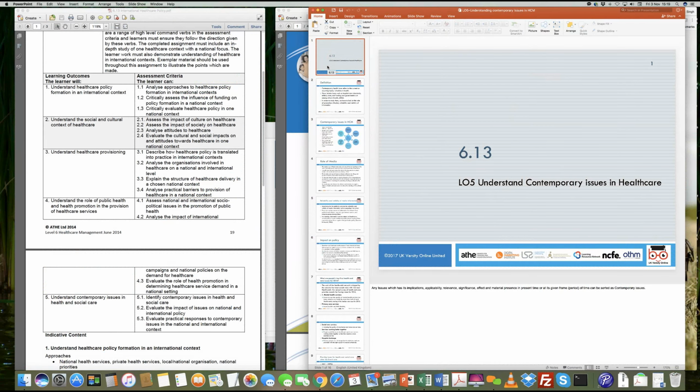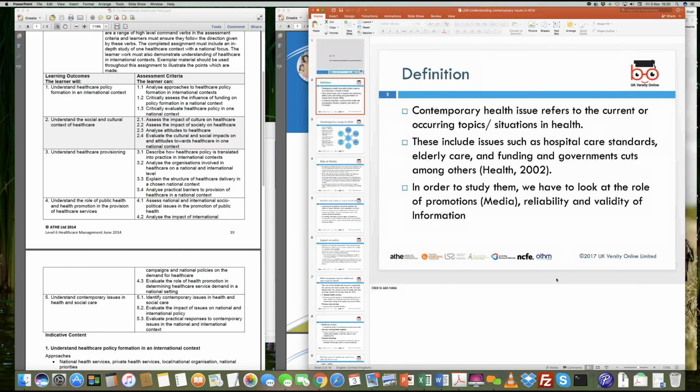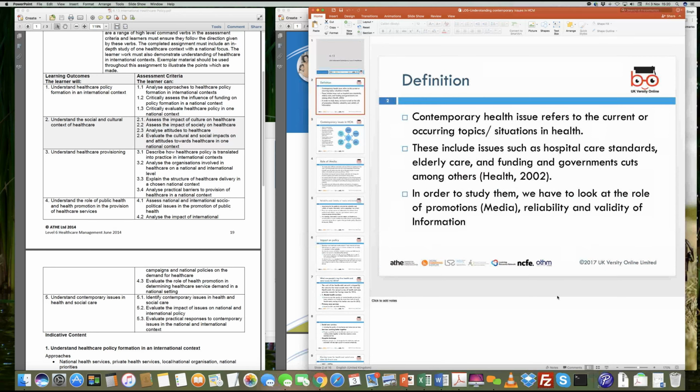So contemporary issues would be defined as any issues, and I put a definition in the slide notes, which have implications, applicability, relevance, and significance, and affect the material presence at any given time, and they have to be sorted in a particular fashion or in a particular time frame. To simplify the definition, contemporary issues refer to current or occurring issues in the healthcare sector, right?